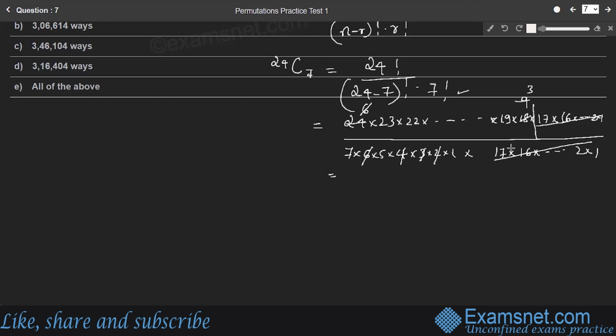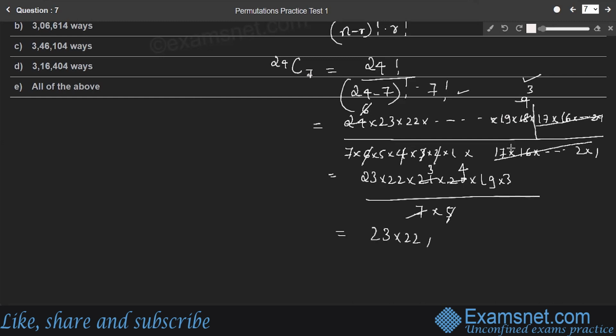Then we have 23 into 22 into 21 into 20 into 19. And we have 1 3 here. 19 into 3 whole divided by 7. Right? So 7 into 5. We have 5 here. So 7 into 3 is 21 and 5 into 4 is 20. Therefore, finally, we have 23 into 22 into 3 into 4 into 19 into 3. Right? Simplify it, you will get the answer.